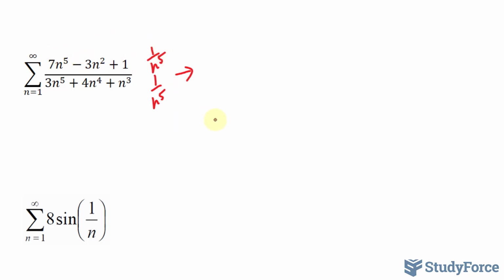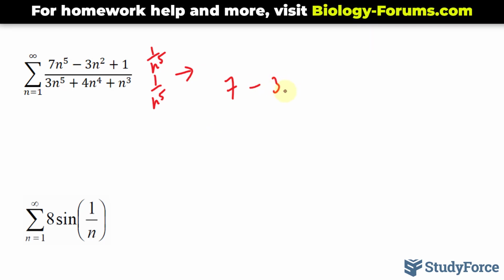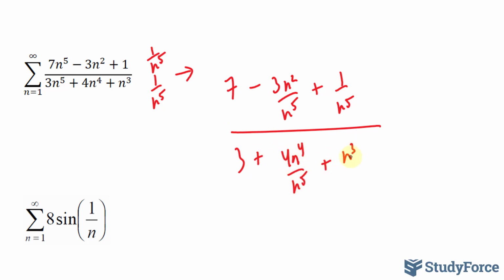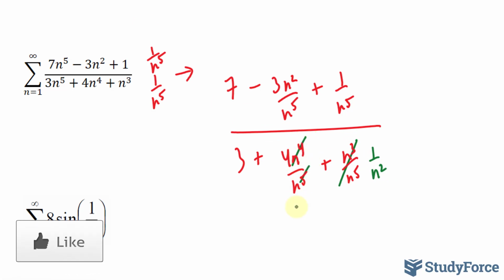Multiplying each term by 1 over n to the power of 5 gives me 7 minus 3n to the power of 2 over n to the power of 5 plus 1 over n to the power of 5. And similarly at the bottom, 3 plus 4n to the power of 4 over n to the power of 5 plus n to the power of 3 over n to the power of 5. This becomes 1 over n to the power of 2. The n's in the numerator go away, leaving us with only 1 at the bottom. Those go away, 3 at the bottom, and 1 over n to the power of 5.